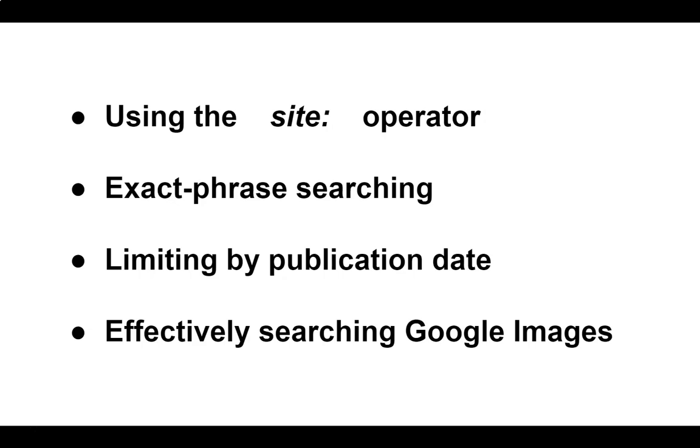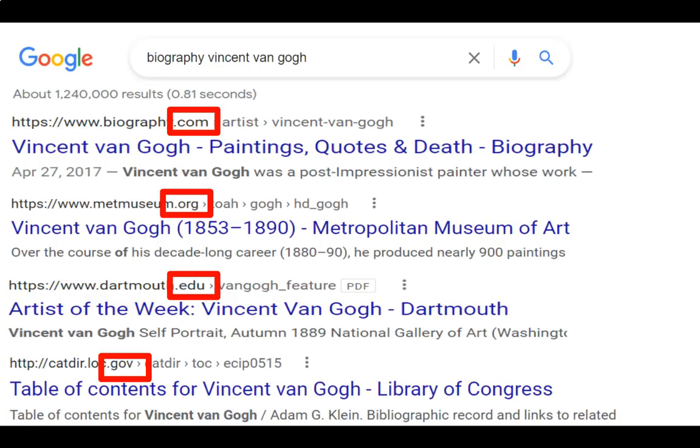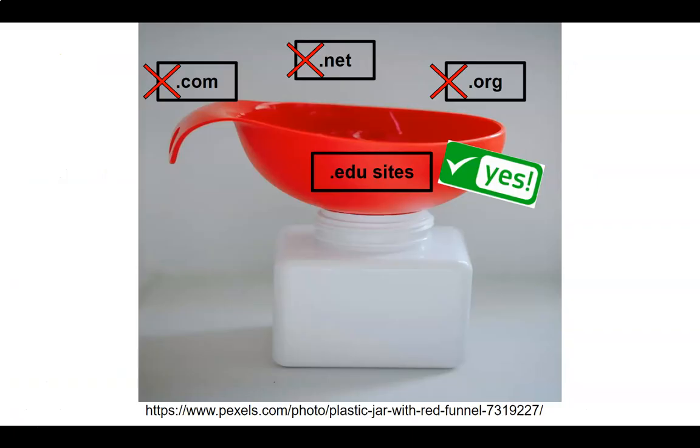So I'll start first with Google's Cite operator. As you know, Google pulls up results from all kinds of websites, not just .coms. There's .org, .gov, .edu, .net, the list goes on and on. What the Cite operator allows you to do is to filter those results so that only certain kinds of websites will be fetched by Google to appear in the results list.